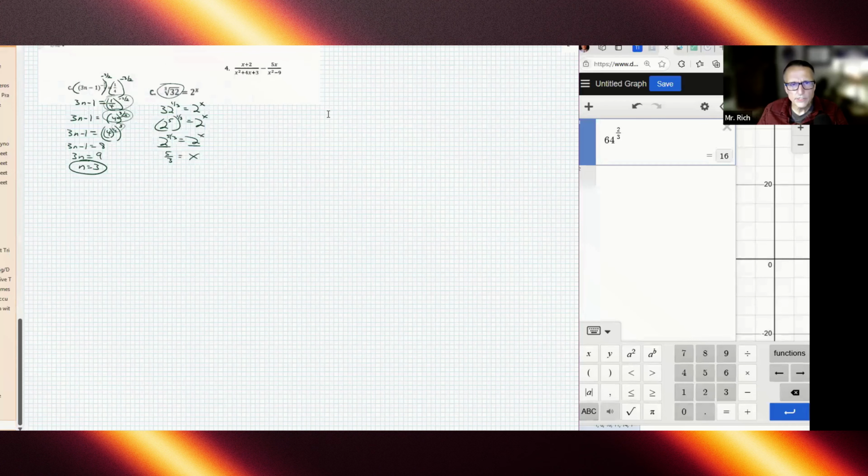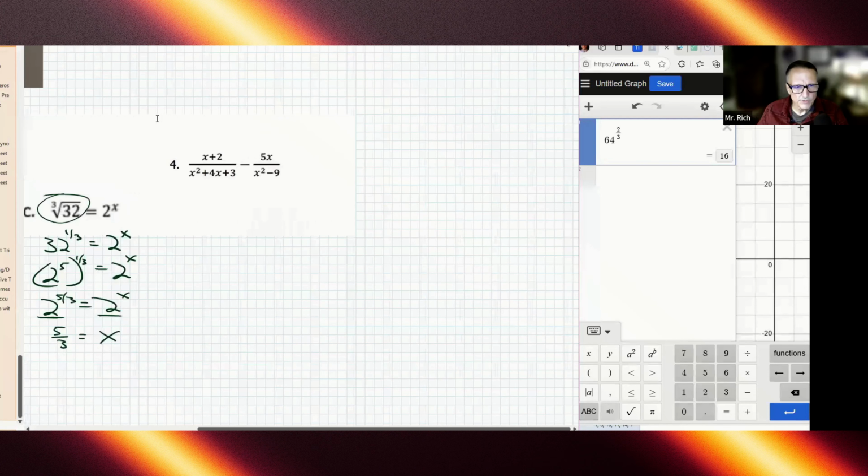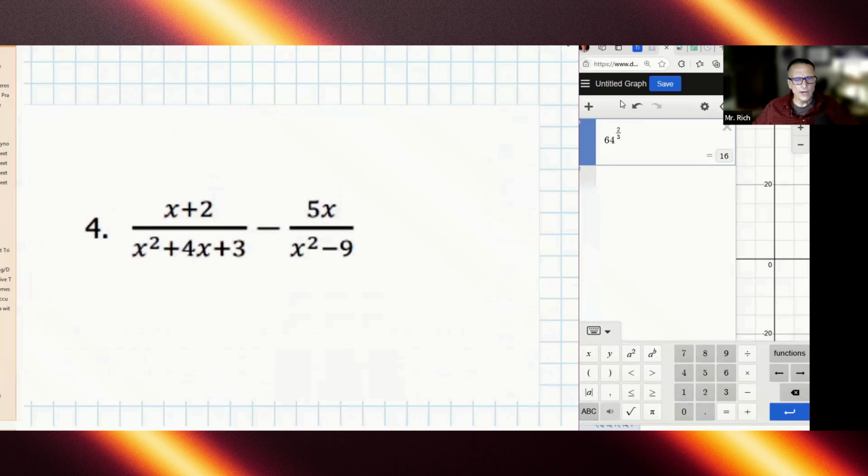The next question is on rational functions right here. We're basically subtracting two fractions. And so you know that if you're going to add or subtract fractions, you've known this since grade school, you have to get a common denominator between the fractions.